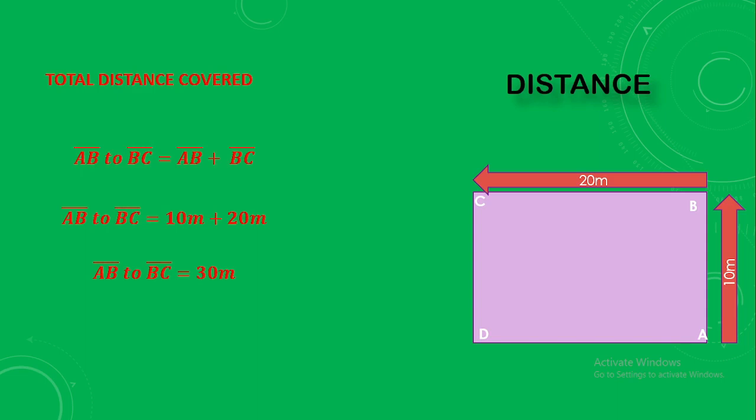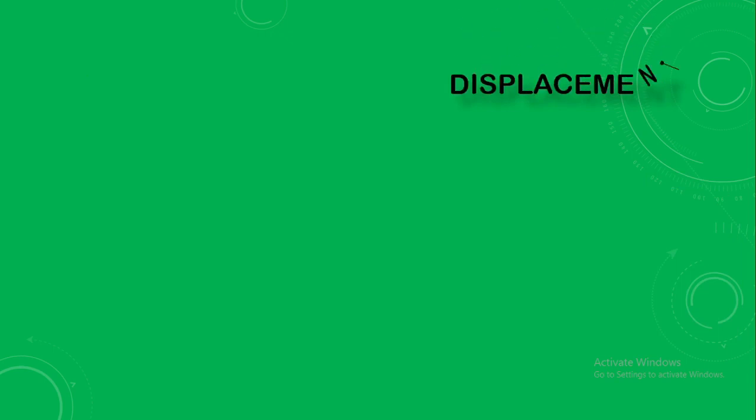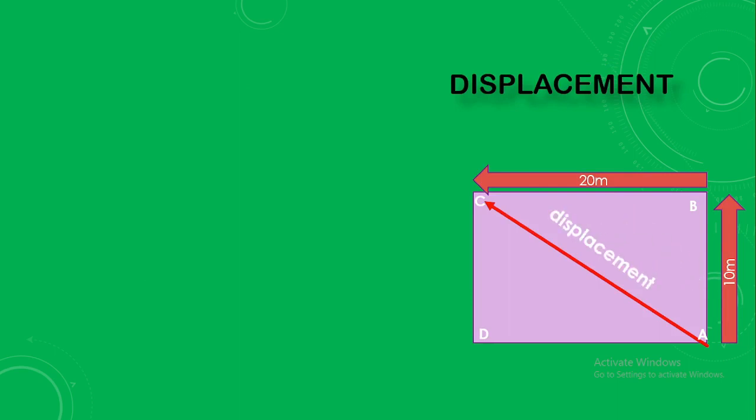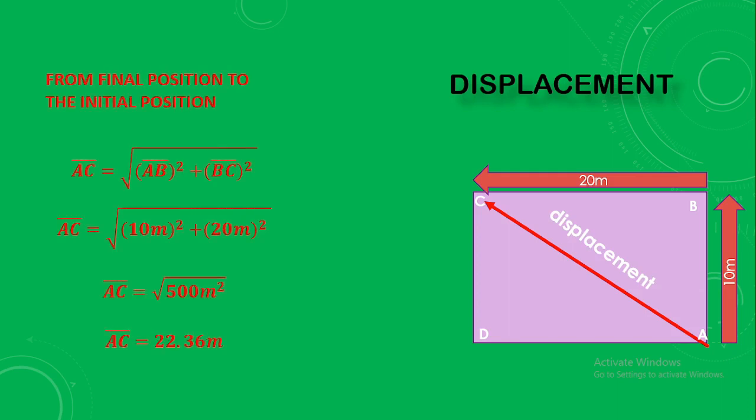But if we are asked to find the displacement from point A to point C, we need to draw a straight line from point A to point C and measure this directed distance, and it is the displacement from point A to point C. We use the Pythagorean theorem to solve for the length of the directed distance, or the displacement, from point A to point C.